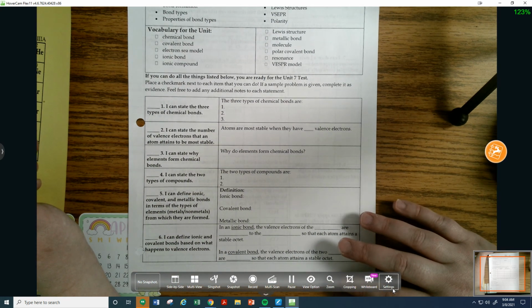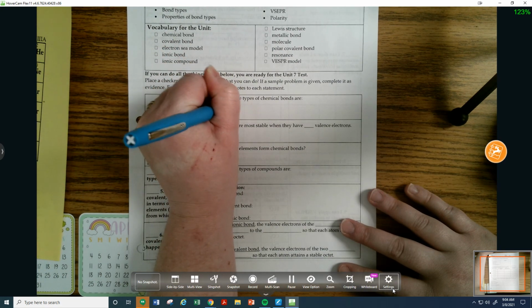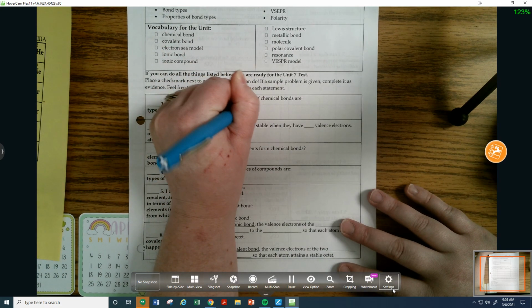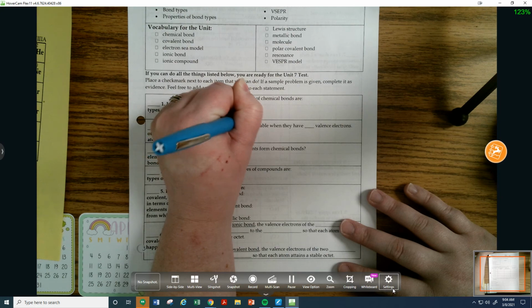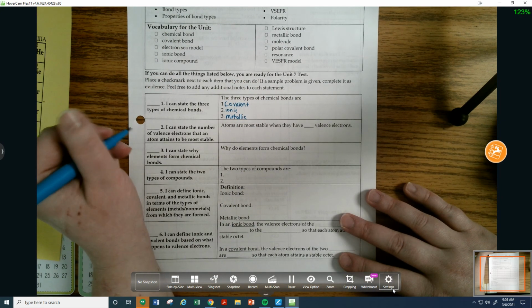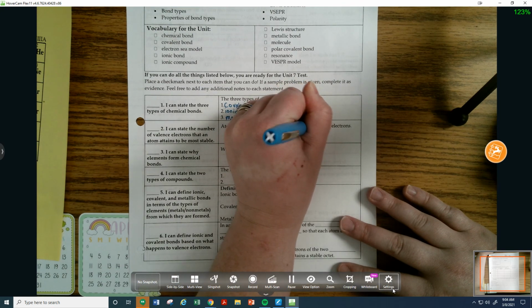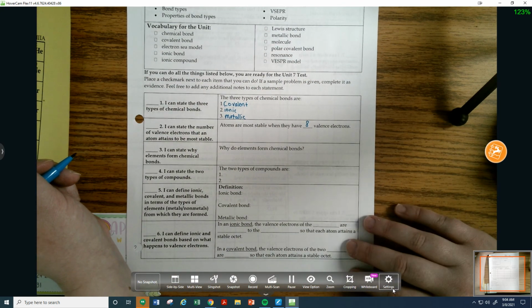So topic 1 is identifying the 3 types of chemical bonds, covalent being one of them, followed by ionic and metallic. I can state the number of valence electrons that an atom attains to be most stable. Most of them want 8 valence electrons. Again, there were a few that have exceptions, and we'll talk about those more later on.